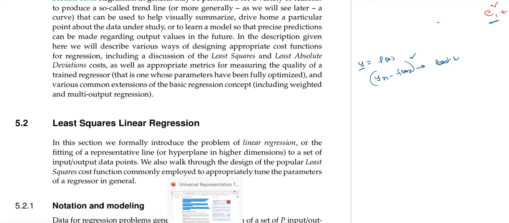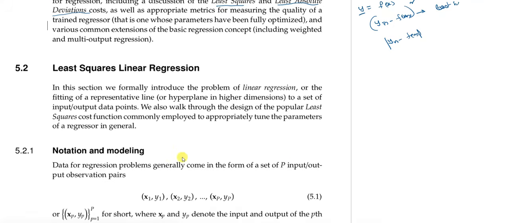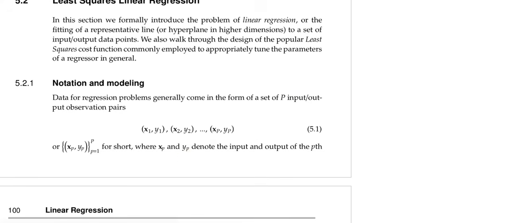Whereas for absolute value, it means the absolute value of yn minus f of xn. That's the only difference between least squares and least absolute deviation cost. Nothing more than that. Now let me go one by one.